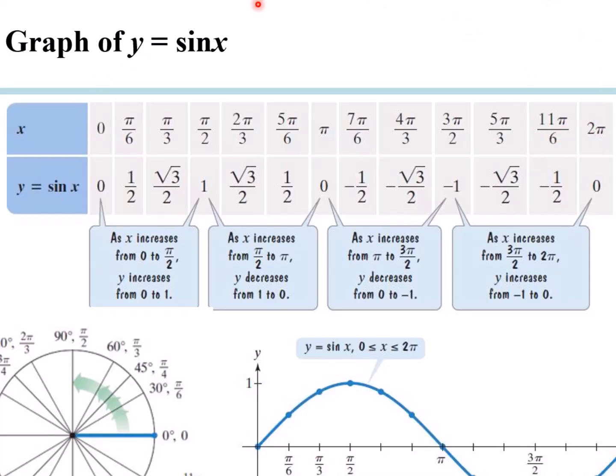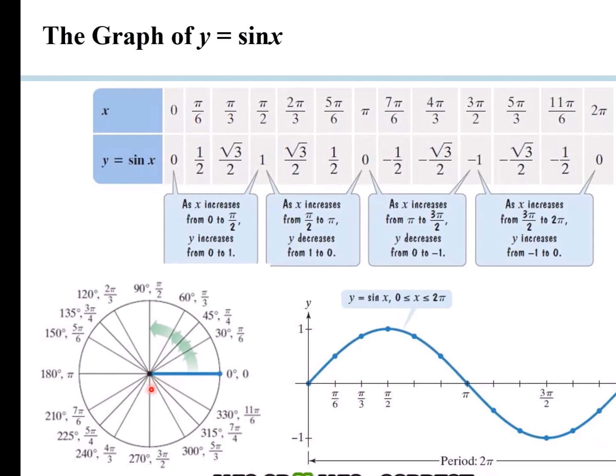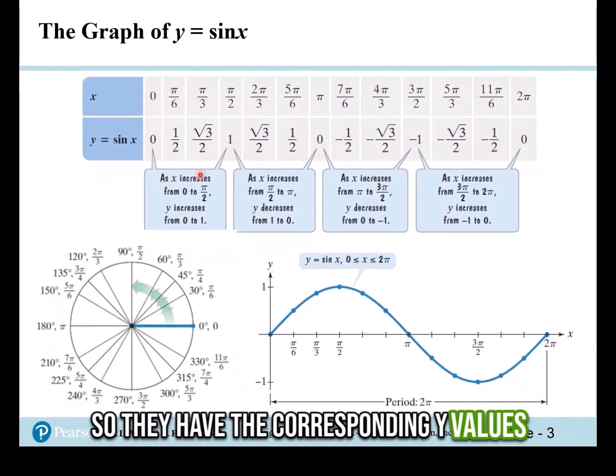and some special angles in the different quadrants of the unit circle. So as we can see, they have 0, then pi over 6, pi over 3, pi over 2. Then in the second quadrant, it's 2 pi over 3, 5 pi over 6, until we get to pi, then 7 pi over 6, 4 pi over 3, 3 pi over 2, and 2 pi. These are angles on the x-axis or y-axis, correct? So they have the corresponding y values here.